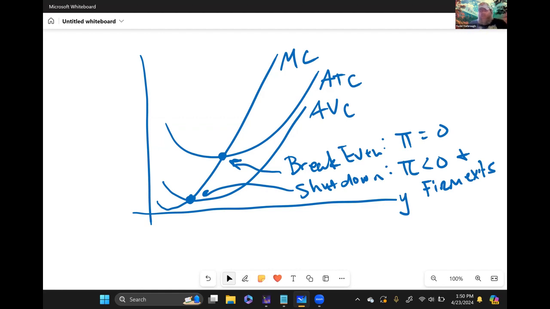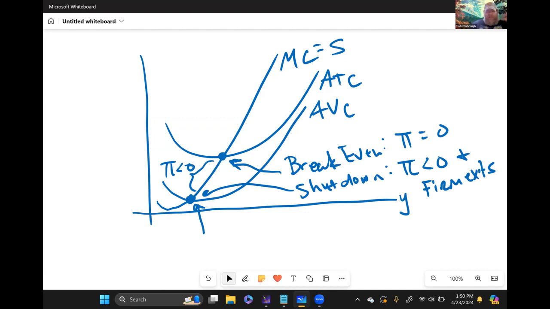Now, what I mean by that is that there is some portion here of the marginal cost curve, which again is also just the supply curve, where the firm's profits are less than zero, but they don't exit the market. They stay in the market. And the reason for that is that at this shutdown point, the firm is no longer covering their fixed costs.